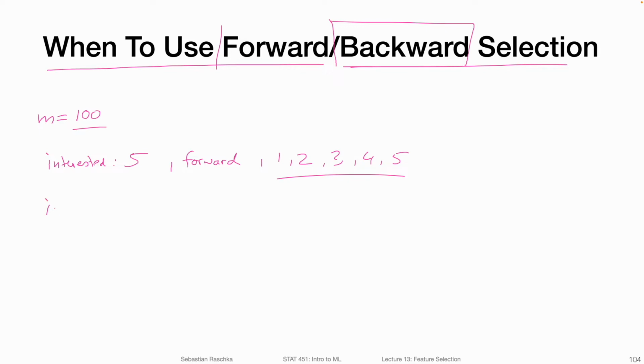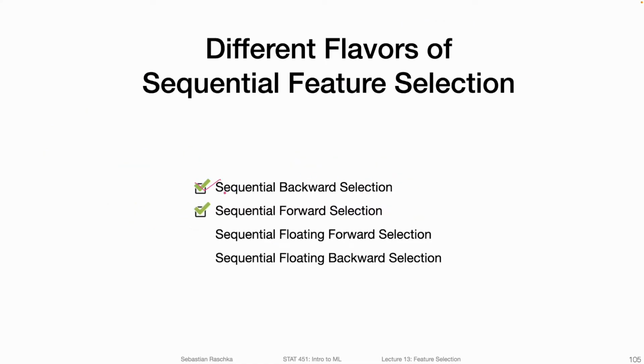However, vice versa, let's say you're interested in 95 features. Here it might make sense to run backward selection, because then you only have a smaller number of elimination steps, because going from 1 to 95 using forward selection will be 95 selection steps, which would be very expensive. And this way you only have going from 100 to 99 up to 95, which is much more efficient in this way. Okay, so now we talked about sequential backward selection and sequential forward selection.